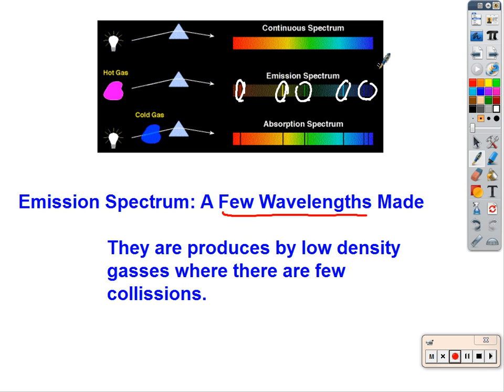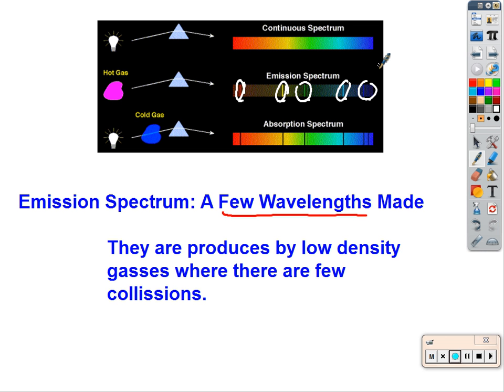Now, these are produced by gases that are under low pressure, very low density gases, where there aren't any collisions between the particles. We could take gases, for example, and put them under very low pressure in tubes, excite them with electricity to heat them up, and they'll produce these very specific wavelengths of light.